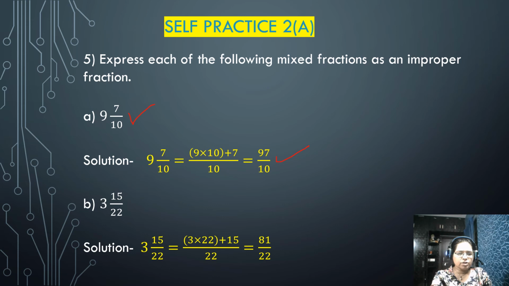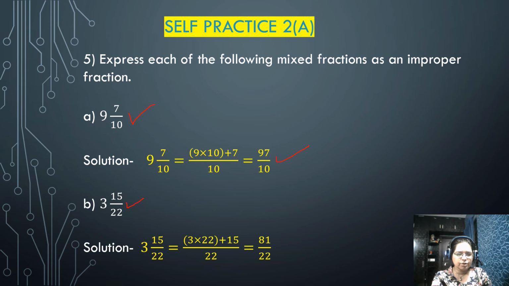Now the second one is 3 15 divided by 22. 3 is a whole number and 15 divided by 22 is a proper fraction. A mixed fraction is a combination of a whole number and a proper fraction.